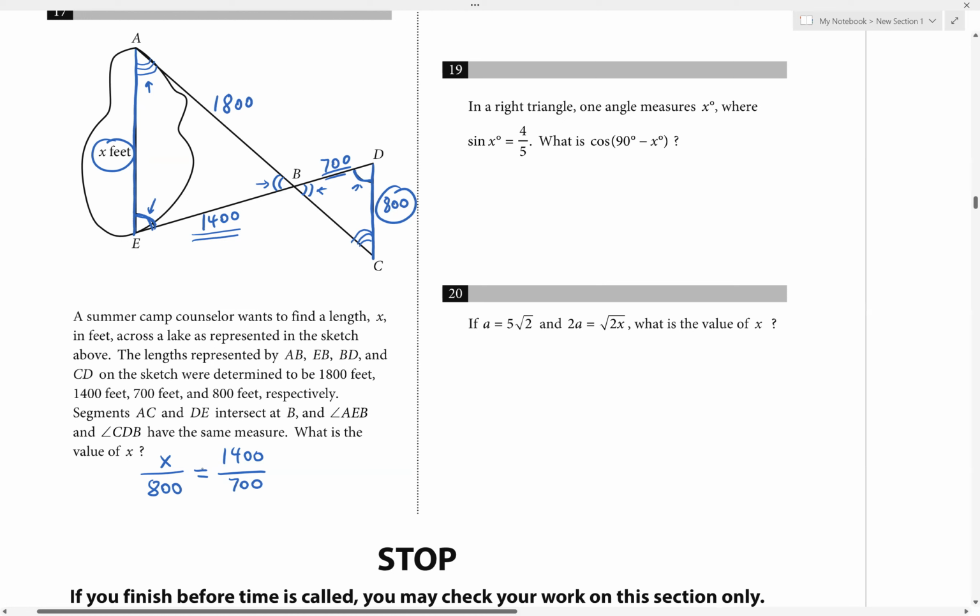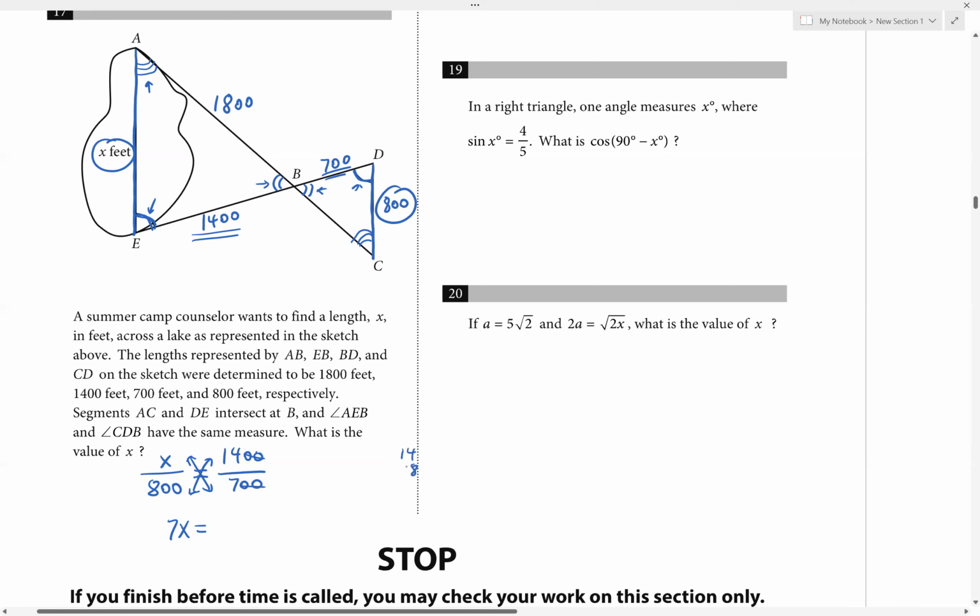To solve for x, we can cross multiply. You can simplify things a little before we multiply out. On the right side, we have 1,400 and 700. Both have two zeros at the end, so we can cross them out like that. Then we're ready to cross multiply. This is a no calculator session, so we want to simplify a little if we can. This gives us 7 times x, 7x, equals 14 times 800, which is 14 times 8 with zeros.